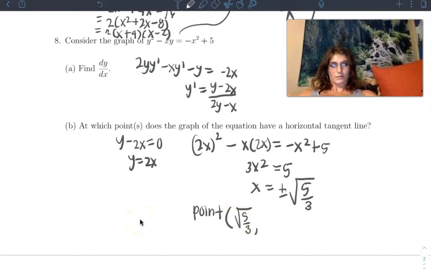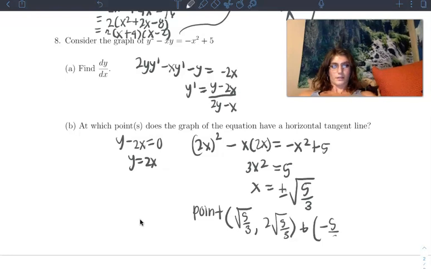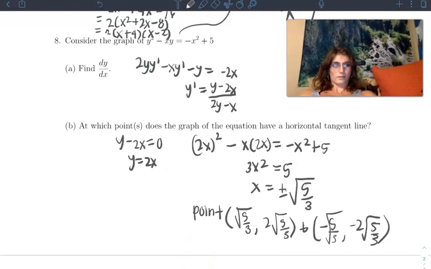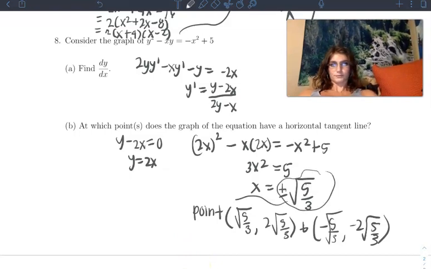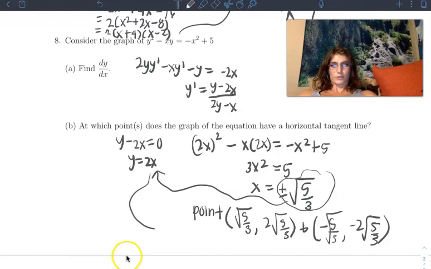So then your points are square root of 5 over 3, 2 square root of 5 over 3, and negative square root of 5 over 3, comma, negative 2 square root of 5 over 3. And that's all. And here I'm just showing you where you plug these in to get these answers.